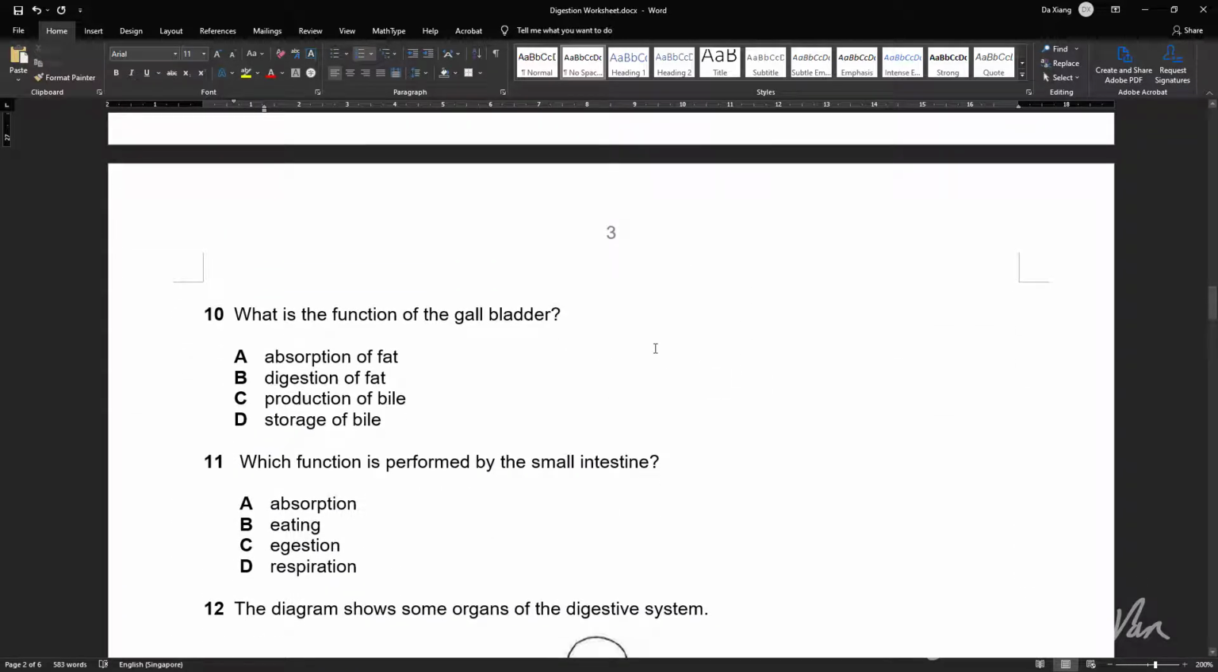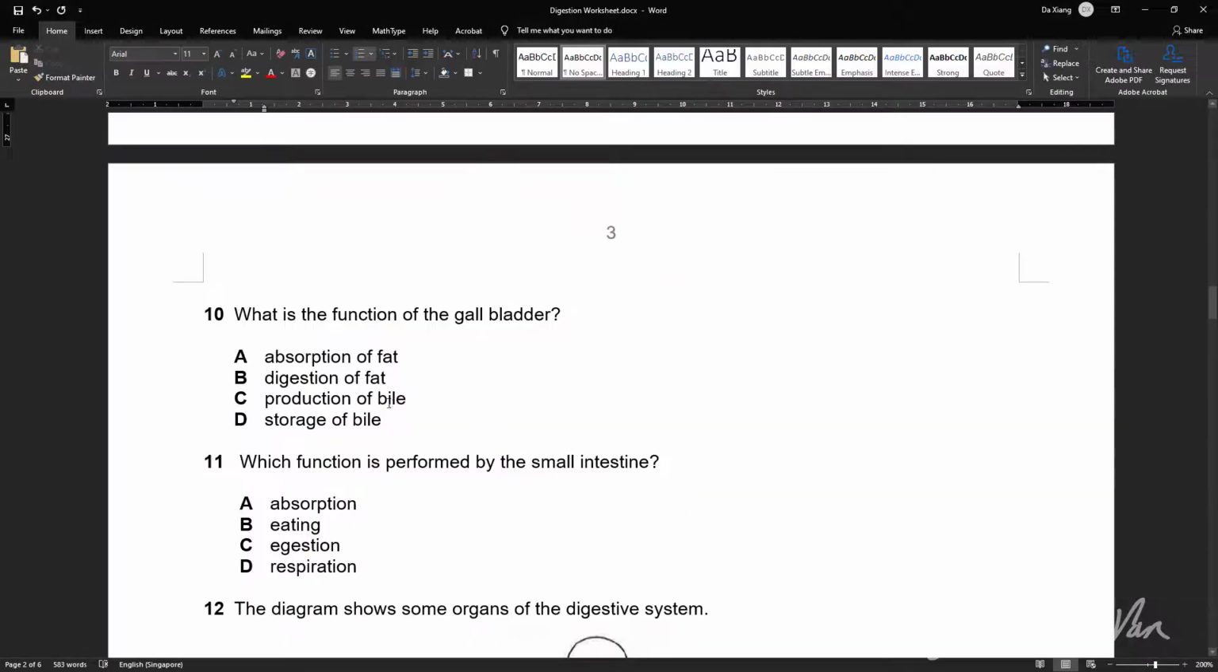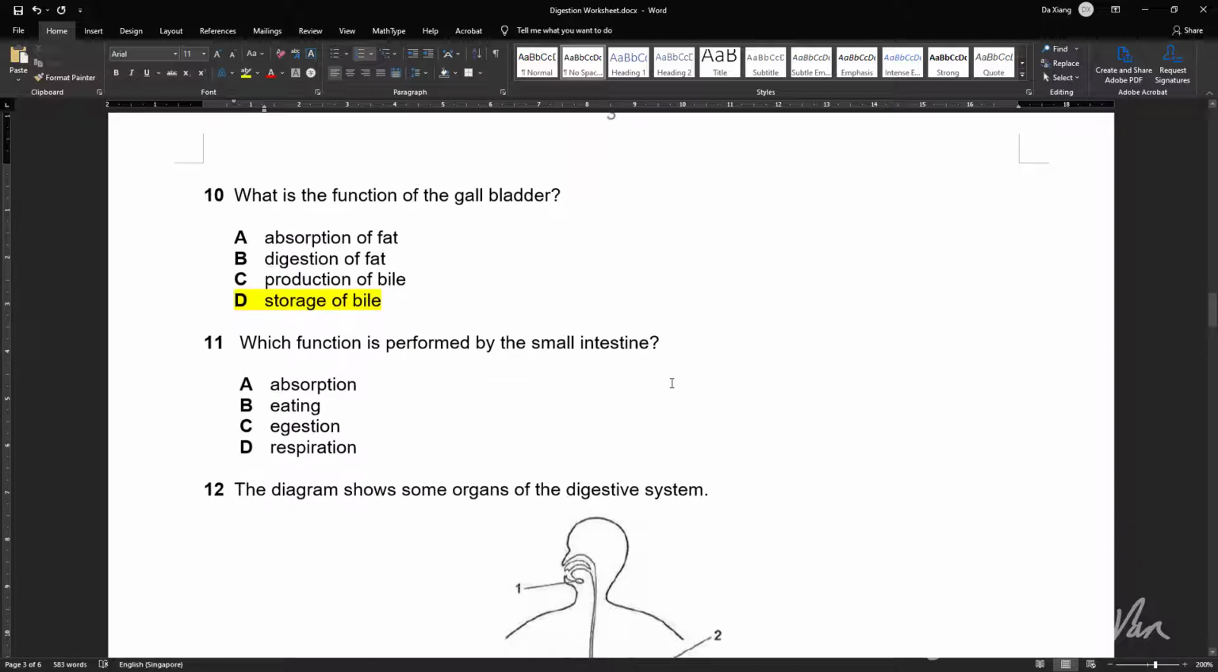Function of gallbladder. So let us take a look. Gallbladder stores bile and releases it. So stores bile. Does it produce bile? Bile is produced by the liver, not the gallbladder. So store bile is the correct answer for gallbladder.